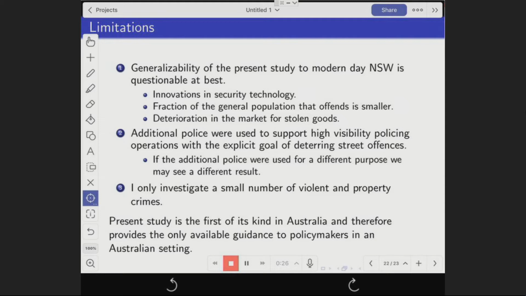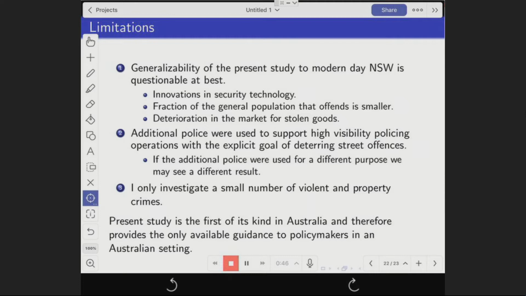Second, the police were used to support high-visibility policing operations with the explicit goal of deterring street offences. So if the additional police were used for a different purpose, to raise the arrest quota, we might see a different result. Third, I only look at a small number of violent and property crimes, so looking at the downstream effects on the prison population is questionable.